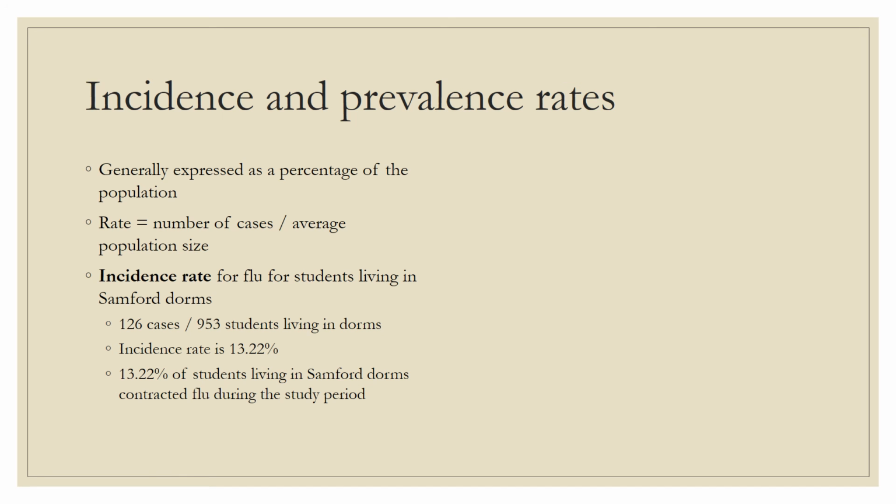So for the incidence rate, let's go back to the flu example. Let's say we want to know the incidence rate for flu for students living in the Sanford dorms. In one flu season, there are 126 students who live in the dorms who are diagnosed with the flu. 953 total students actually live in the dorms. 126 divided by 953 is 13.22%. That means that the incidence rate is 13.22%, and that reflects that 13.22% of the students who lived in the dorms contracted the flu during the time of the study.